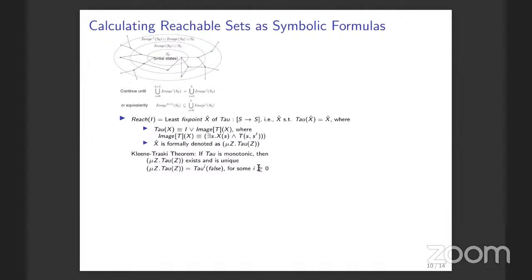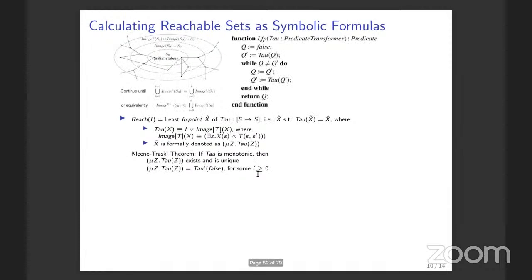This is applicable to infinite state systems also, in case you need an additional property called continuity, and this method of computing the fixed point as a limit of an ascending chain of tau may no longer terminate. Okay, but that's an aside. We will revisit the Kleene-Tarski theorem later on, once we look at the characterization of CTL operators as fixed points.